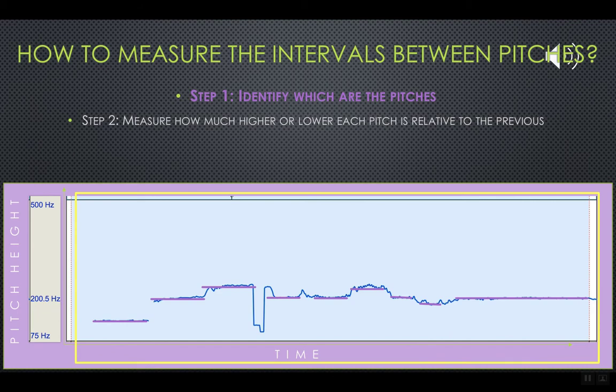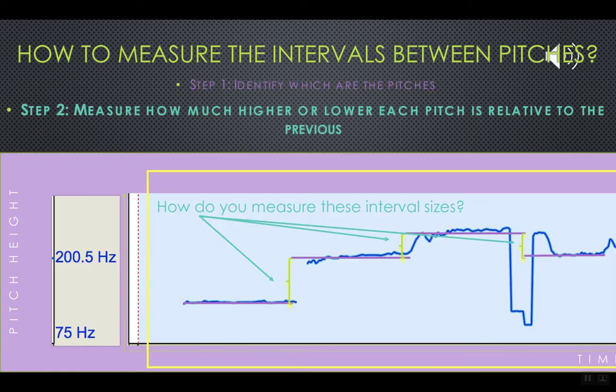Okay. So what we did in there was we used the software Praat to find the pitch. And then we looked for pretty flat areas and put flat purple lines where there are flat areas. And that suggests those are the pitches. There's some fluctuation within the pitches, but we are sort of quantizing those pitch areas to be different notes. But then the next question is, how do we measure the distance, the interval sizes, between those purple flat lines? How much higher or lower is each pitch relative to the previous?